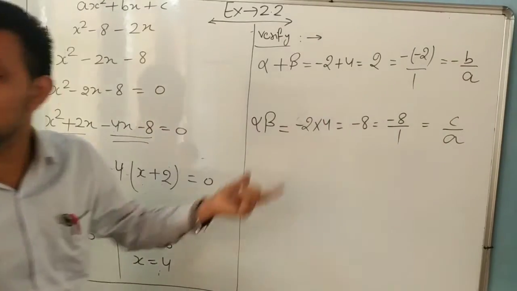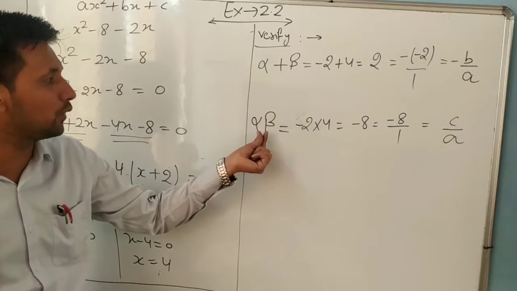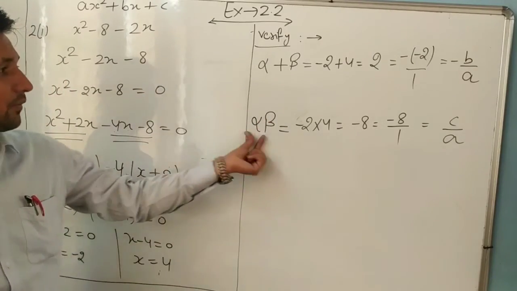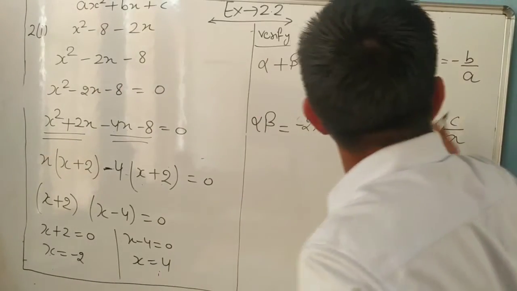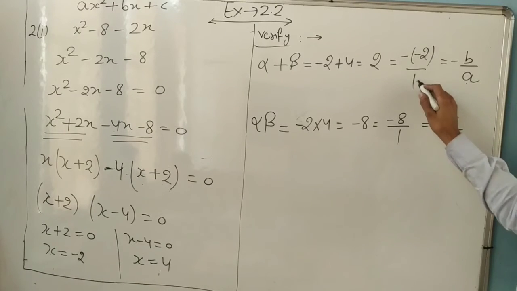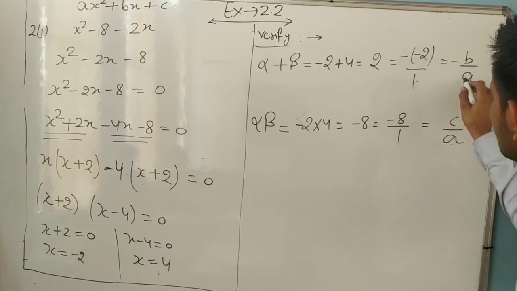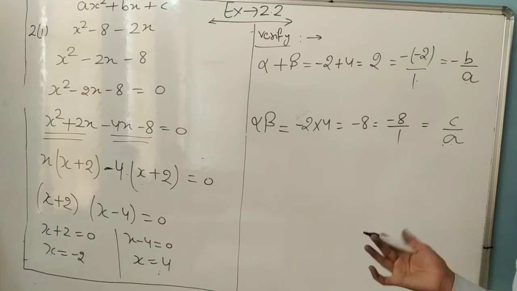And both are equal, or not? Here also the product is minus 8, and if we find it from this method, alpha into beta is also minus 8 by 1. So look here, the denominator a, look Preeti, a is 1, a is 1, because both have a, so they should be equal. So therefore it is verified.